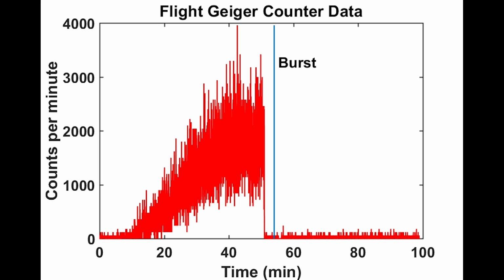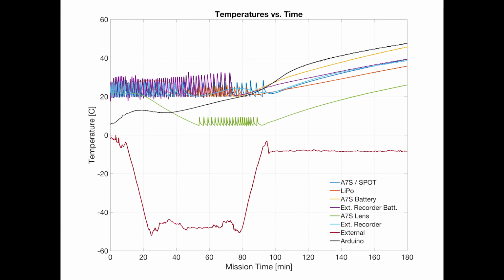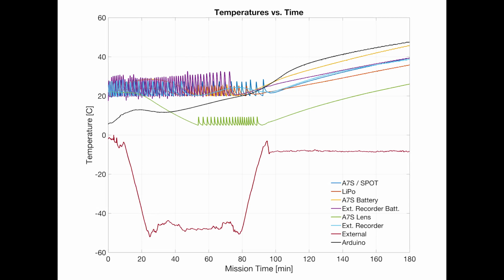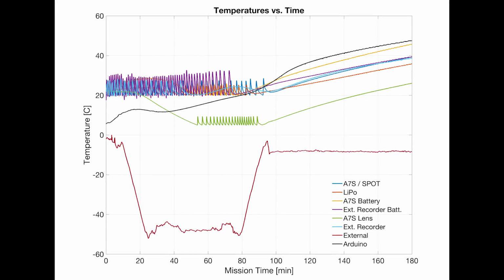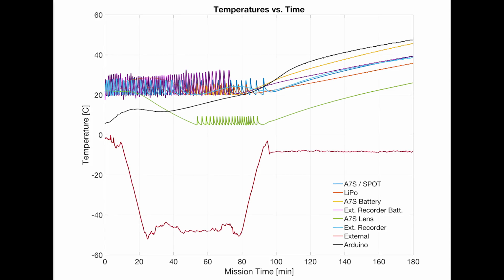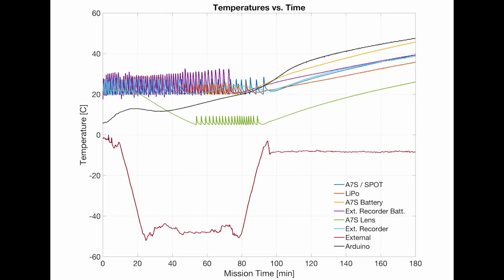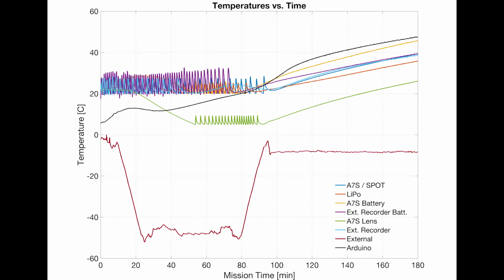The radiation levels measured by the Geiger counter steadily increase with altitude, with a peak recording of nearly 4,000 counts per minute. Here's a plot of payload temperature over time. The heater uses a bang-bang controller, so the sawtooth-looking peaks are when the nearby heater is turned on for a short period of time. The temperature set point of the payload was 20 degrees C, except for the lens, which was set to 5. For most of the flight, the outside air temperature was extremely cold, hovering around minus 40 to minus 50 degrees C.